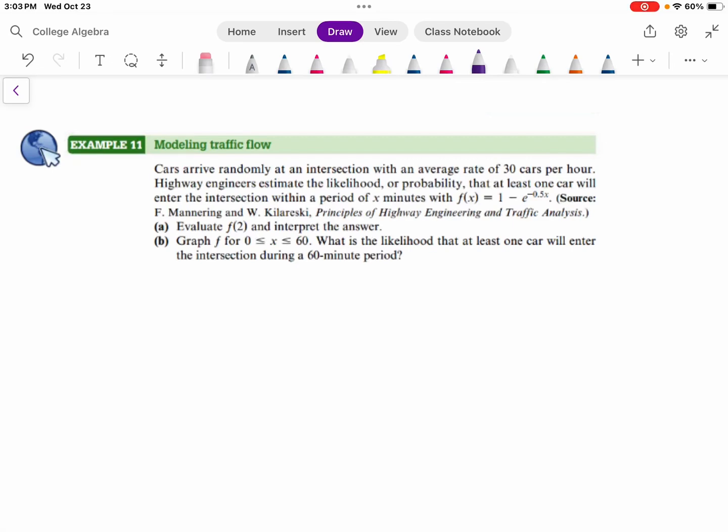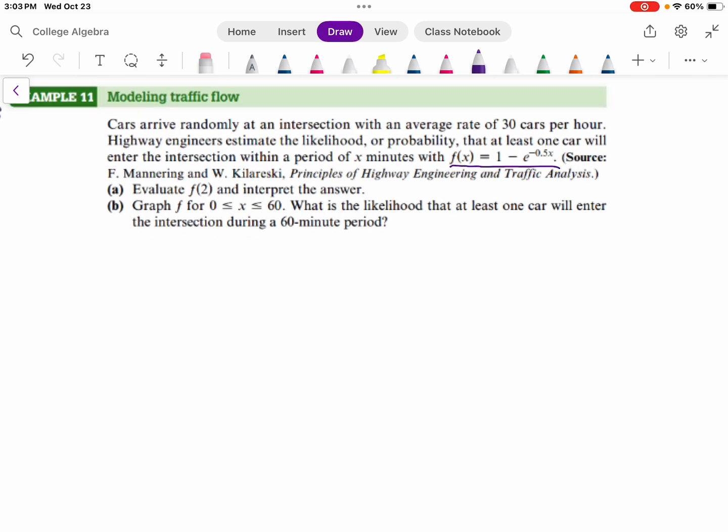All right, this traffic flow problem. It says cars arrive randomly at an intersection with an average rate of 30 cars per hour. Highway engineers estimate the likelihood or probability that at least one car will enter the intersection within a period of time of x minutes is modeled by this equation. So let's write that down a little bit bigger.